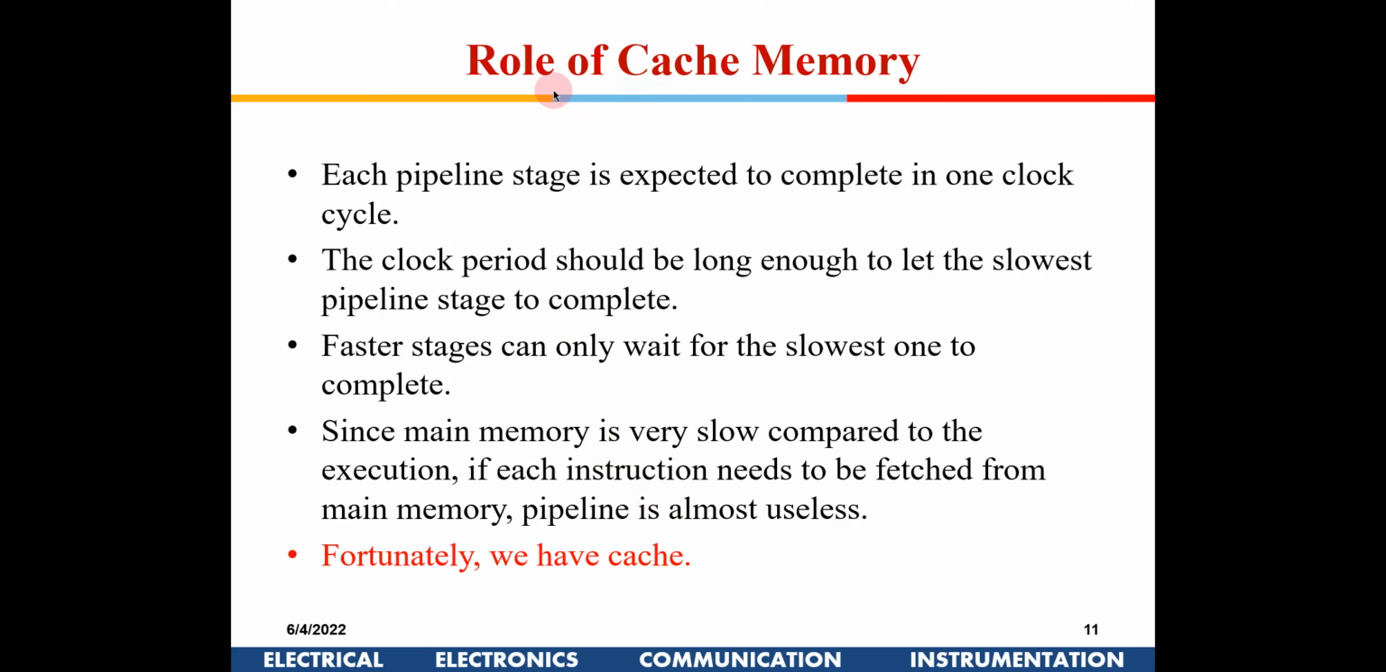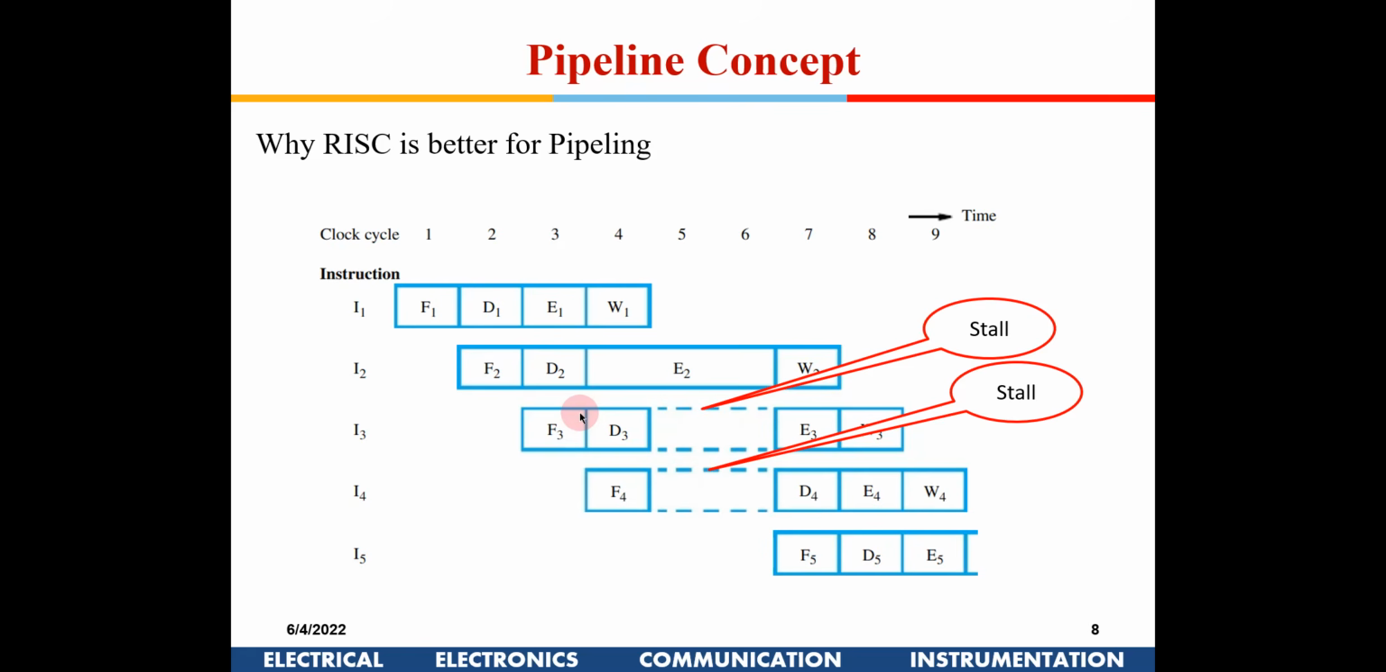Right. Now if you see here, each pipeline stage is expected to complete in one clock cycle. The clock period should be long enough for the slowest pipeline stage to complete. Here we assume that F1, D1, E1 and everything is taking one clock cycle, say 10 nanoseconds. Suppose the fetch is taking 20 nanoseconds, whereas these are taking 10, 10, 10. Then my clock has to cater for the slowest block, the fetch instruction, right?